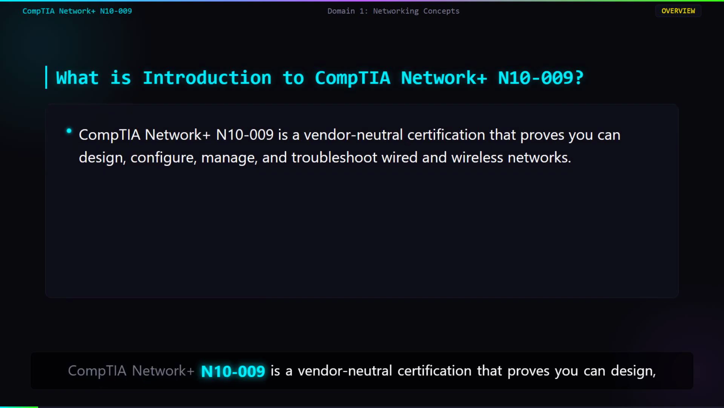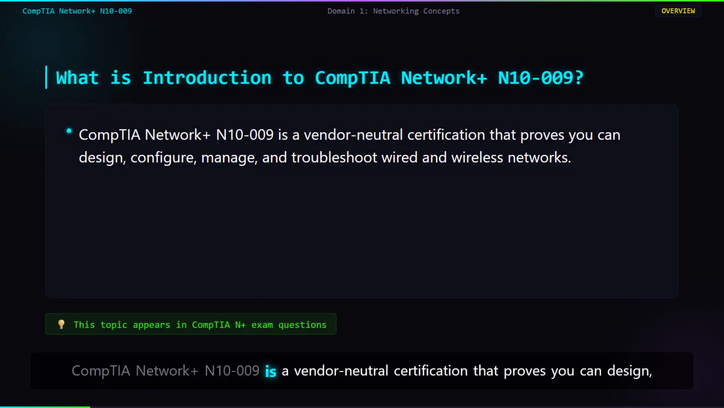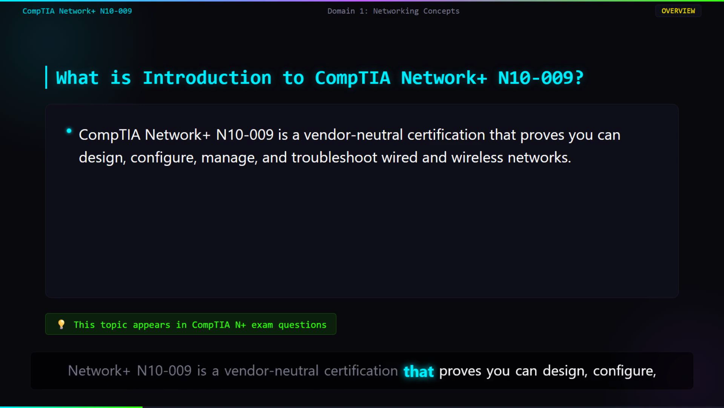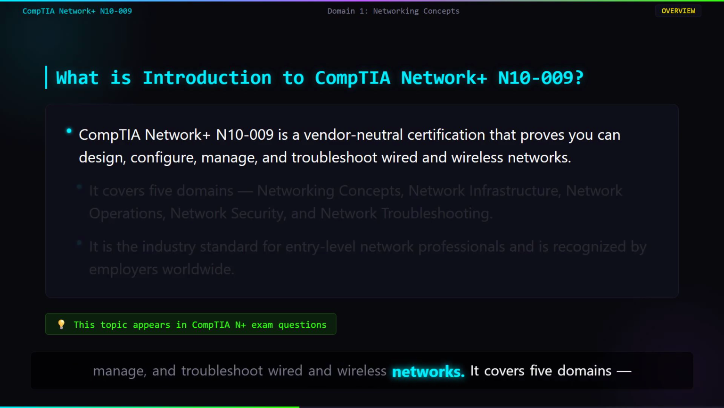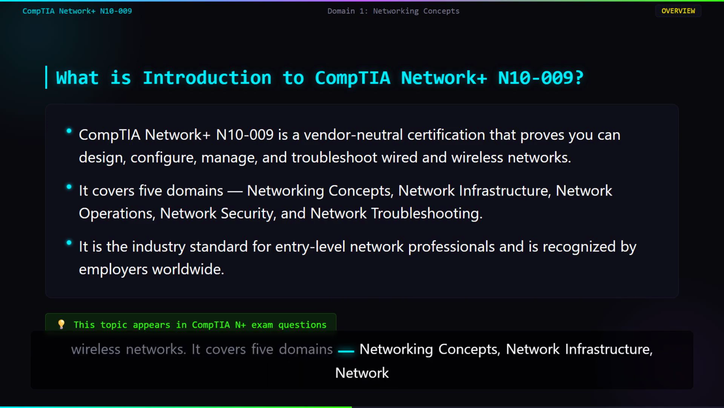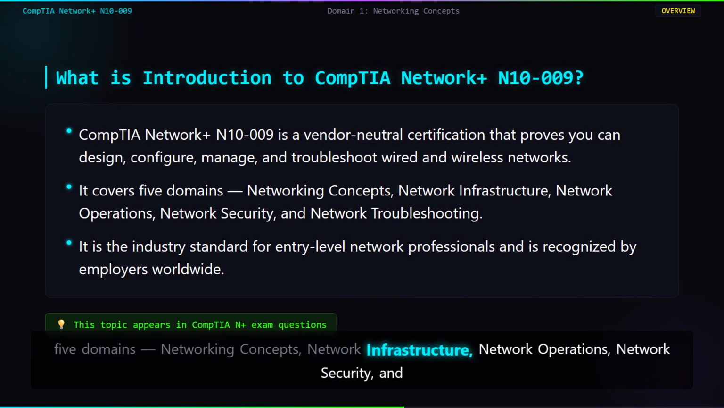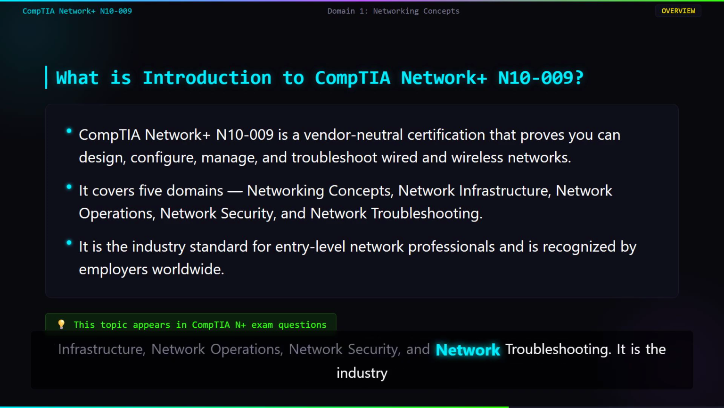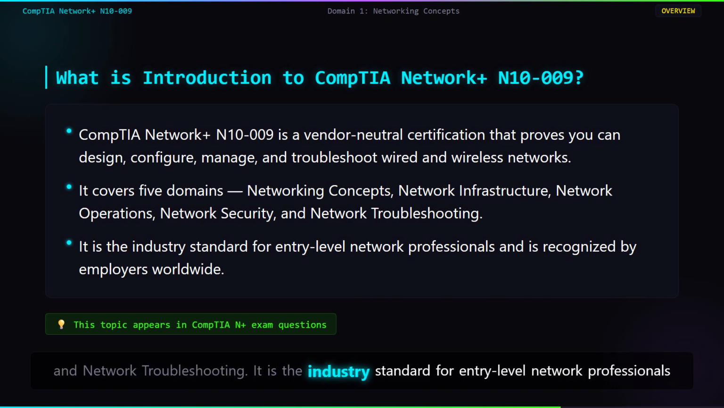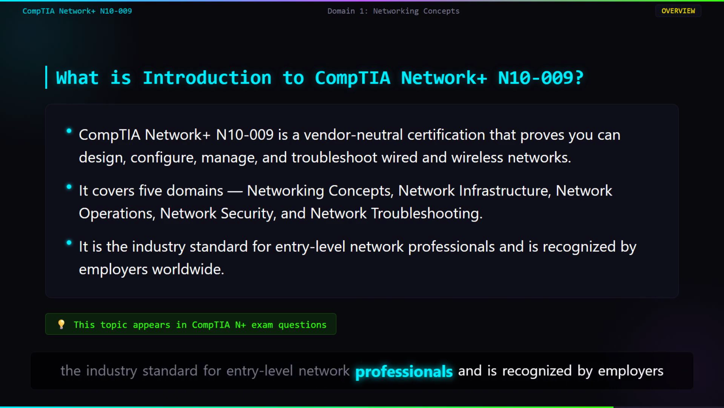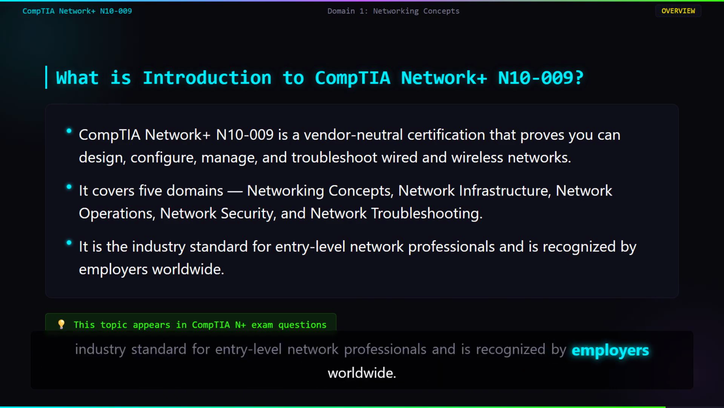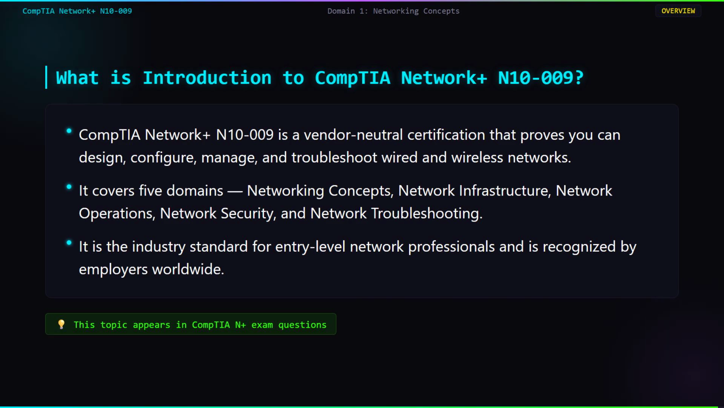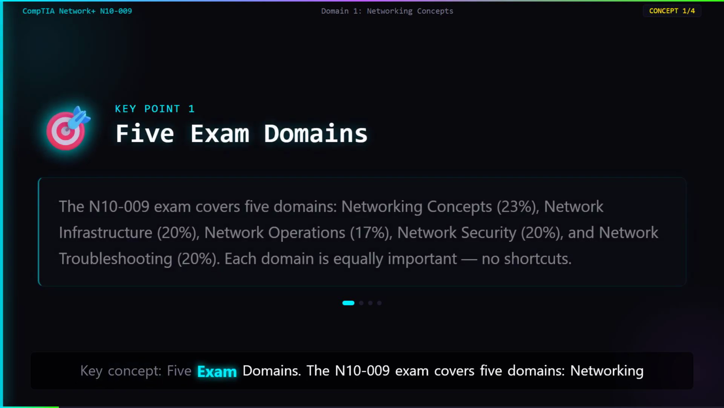CompTIA Network plus N10-009 is a vendor-neutral certification that proves you can design, configure, manage, and troubleshoot wired and wireless networks. It covers 5 domains: networking concepts, network infrastructure, network operations, network security, and network troubleshooting. It is the industry standard for entry-level network professionals and is recognized by employers worldwide. Key concept: 5 exam domains.